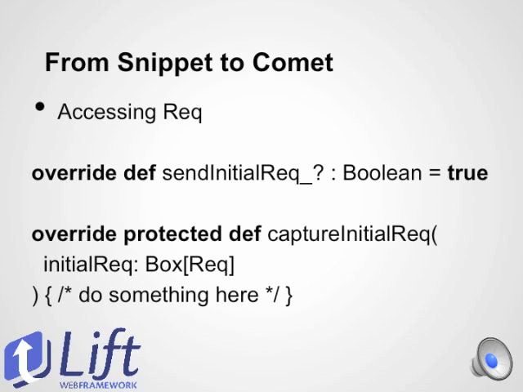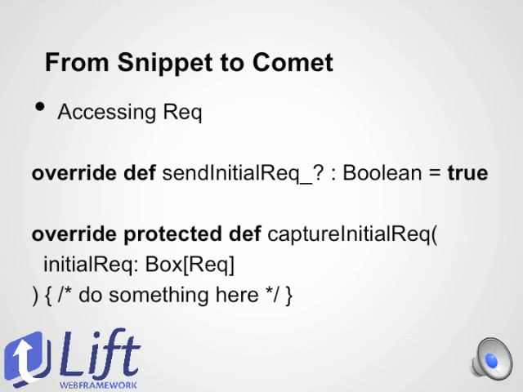So I said before there was a way to access the initial request from a comet actor. This is how you do it. First you need to override this first method, sendInitialReq. It's a boolean, so by default it's false. You set it to true, and then you can override the captureInitialReq function. It takes the initial request, and then within brackets you can do something with it. You can either set some session variable, or send a message to an actor, or do all kinds of things that you want to do. This is one way to do it.